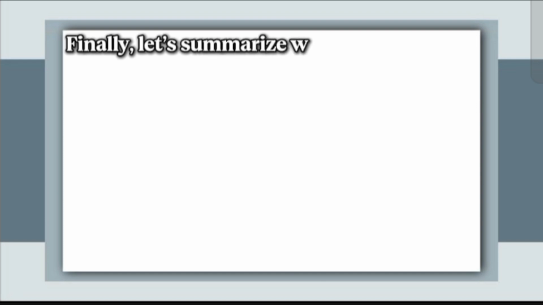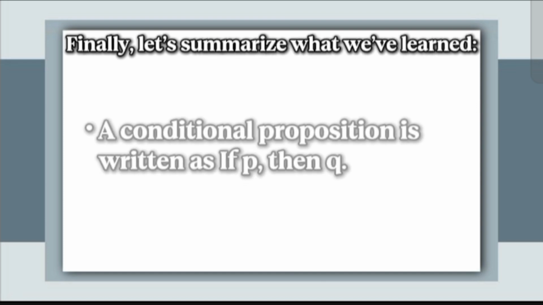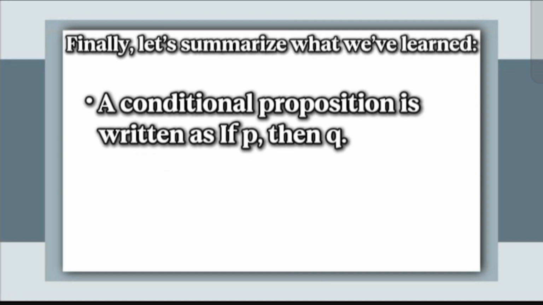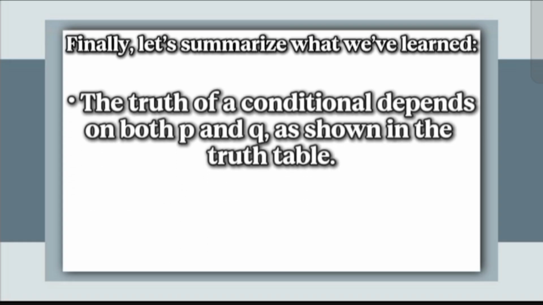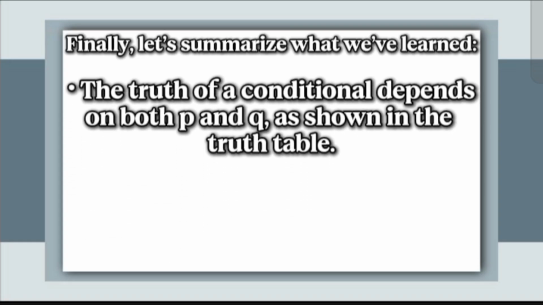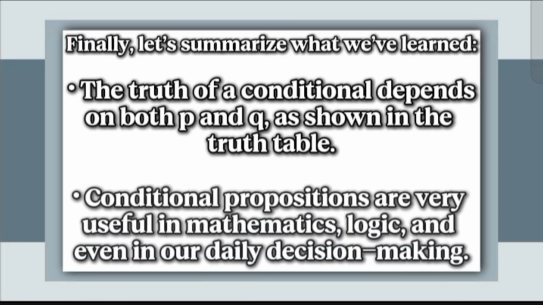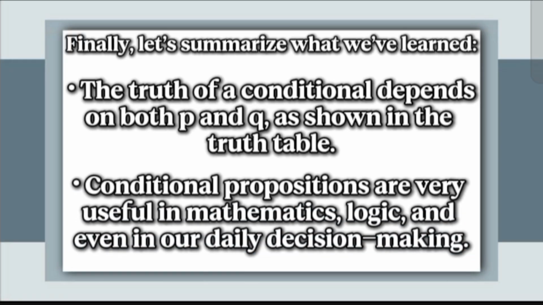Finally, let's summarize what we've learned. A conditional proposition is written as P then Q. We have 4 related forms: conditional, converse, inverse, and contrapositive. The truth of a conditional depends on both P and Q, as shown in the truth table. Conditional propositions are very useful in mathematics, logic, and even our daily decision making.